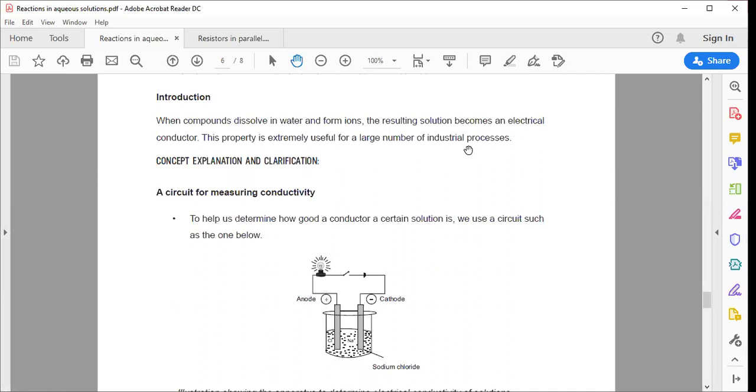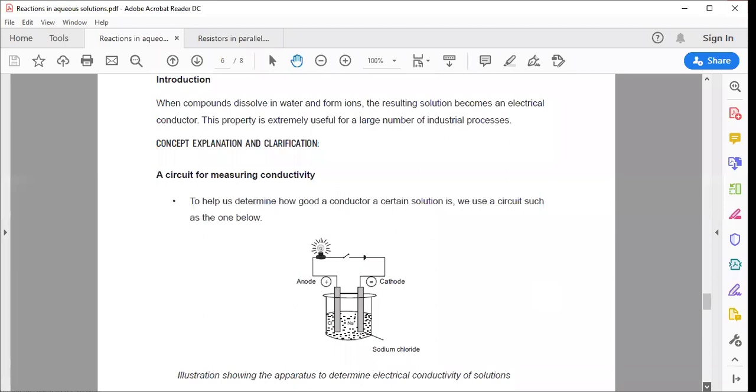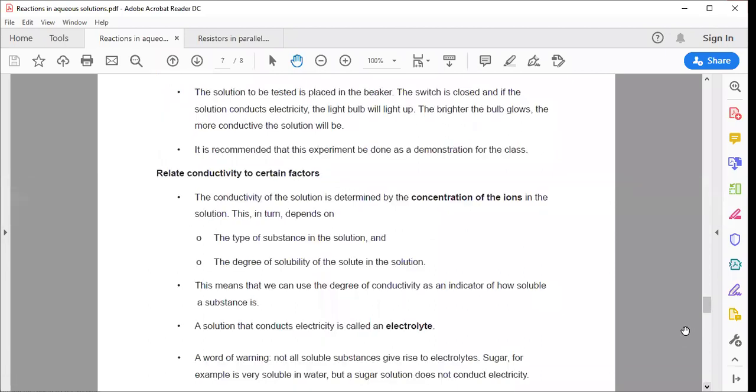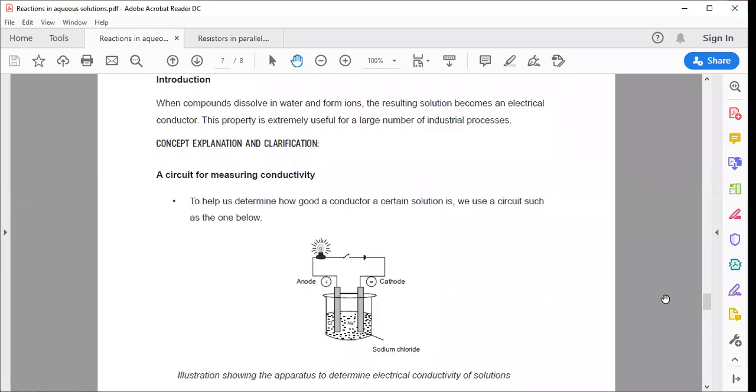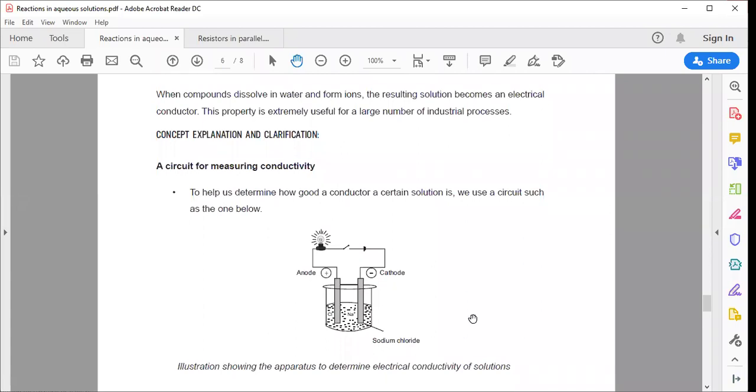So let's look at this. We're looking at how to measure conductivity, and we spoke about how, for you to be able to check whether a substance conducts electricity or not, you need to dissolve it in water. When you dissolve it in water, then it's going to form ions. Then you dip electrodes in the solution. Then you connect them using connecting wires to a battery.